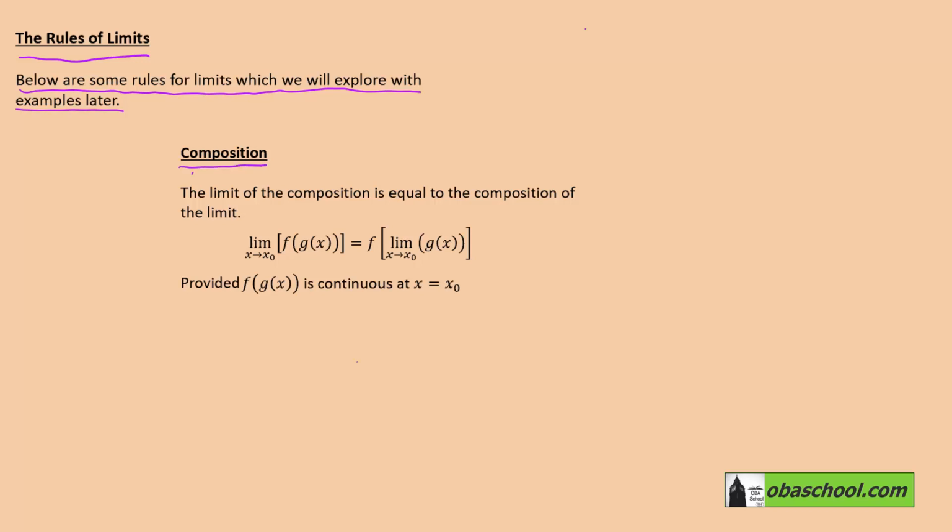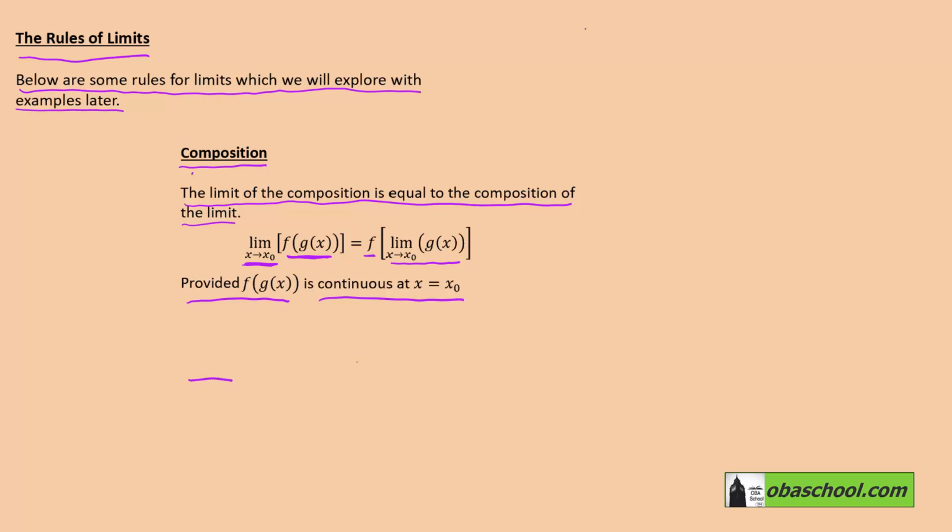And the final one is composition. The limit of the composition is equal to the composition of the limit. So if we have the limit as x tends to a particular value of x of f of g of x, then that's equal to f of the limit as x tends to x0 of g of x, provided f is continuous at x equals x0.